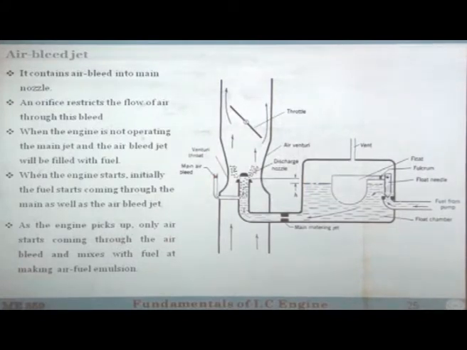When the pickup takes place, you are opening the throttle, more and more vacuum will be created, and more fuel will start coming from here. This fuel will also go into this, and then additional air will start coming in, and that additional air will make the mixture lean, which is what you want. So as the engine picks up, only air comes through the air bleed and mixes with the fuel, making an air fuel emulsion and making this air fuel mixture relatively leaner. So this is one device, the air bleed jet.